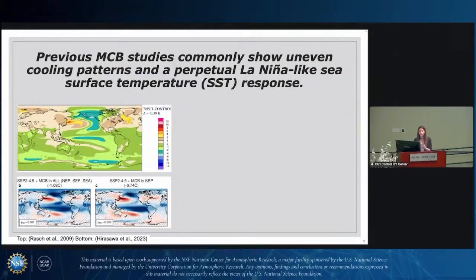So previous studies of marine cloud brightening, or MCB, show that while it could reduce surface temperatures, it also commonly results in uneven cooling patterns and a perpetual La Nina-like sea surface temperature response, which was just mentioned. And this is exemplified in the plots shown on the slide here, which really highlight that La Nina-like state.